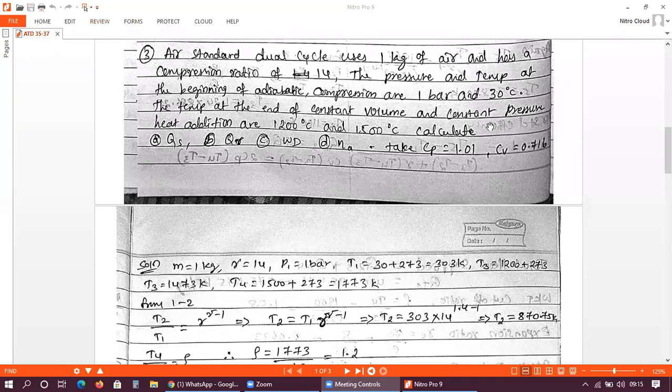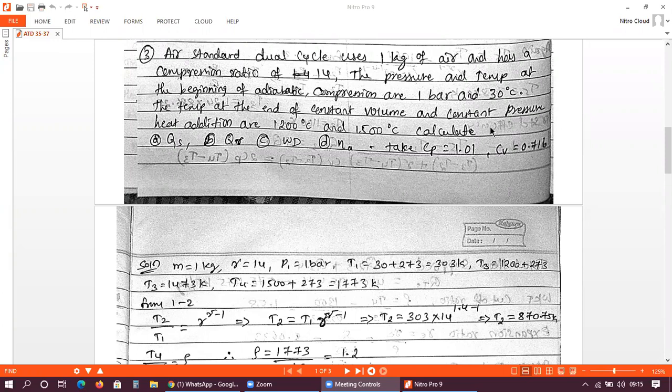Yes, sir. Okay, so now we'll go with this problem. As you can see, it is an air standard dual cycle. So the dual combustion cycle uses 1 kg of air and has a compression ratio of 14. So 14 is the compression ratio and 1 kg of air is being used here.